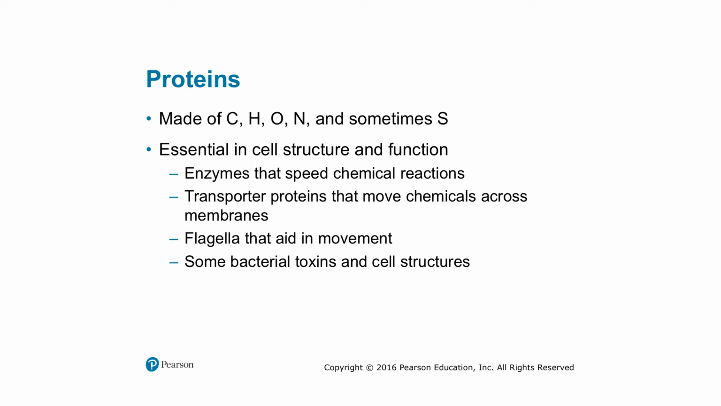So proteins are made of carbon, hydrogen, and oxygen, as well as nitrogen and sometimes sulfur. And they're essential in cell structure and functions, and enzymes that speed chemical reactions. They're transporter proteins that move chemicals across membranes, and flagella that aid in movement. Some bacterial toxins and cell structures are also made of proteins, and so all of these things are very important for normal functioning of a cell.